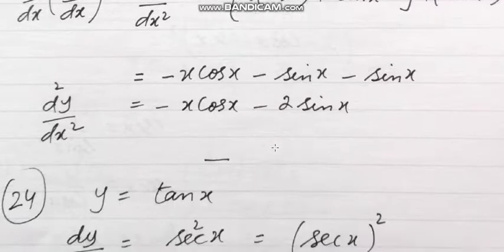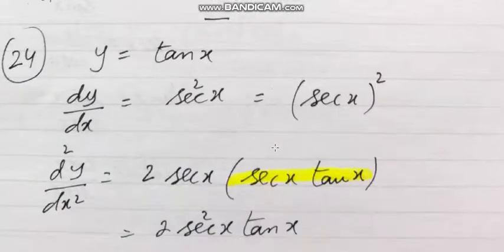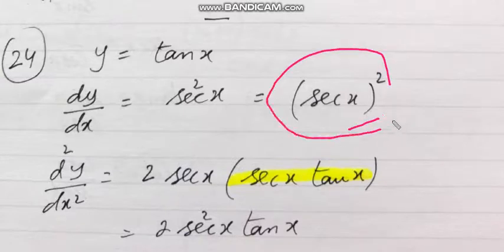This is just the simplification. And for this question, y is tan x, the derivative of tan x will be secant² x, because we have to again find the derivative. So I have written the secant² x in this whole power. Then for finding its second derivative, I have applied the power rule, 2 as it is, then secant x to the power 2 minus 1. 2 minus 1 will become secant x, so I have not written 2 minus 1.